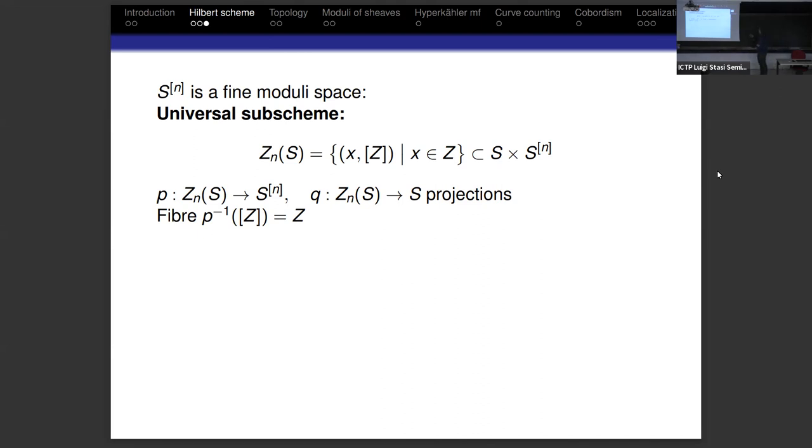So you can just take this universal subscheme as the incidence correspondence between points and subschemes in S times S^[n]. And this really is a universal subscheme. If you have any flat family of subschemes in the surface, of length n, over some base, this corresponds to a map from the base to the Hilbert scheme, such that the pullback of the universal family via this map will be the family of subschemes that you started with. And this is done in such a way, obviously, that the fiber over a point which corresponds to a subscheme is that subscheme. So the universal family comes with these two projections, obviously, from S and to the Hilbert scheme.